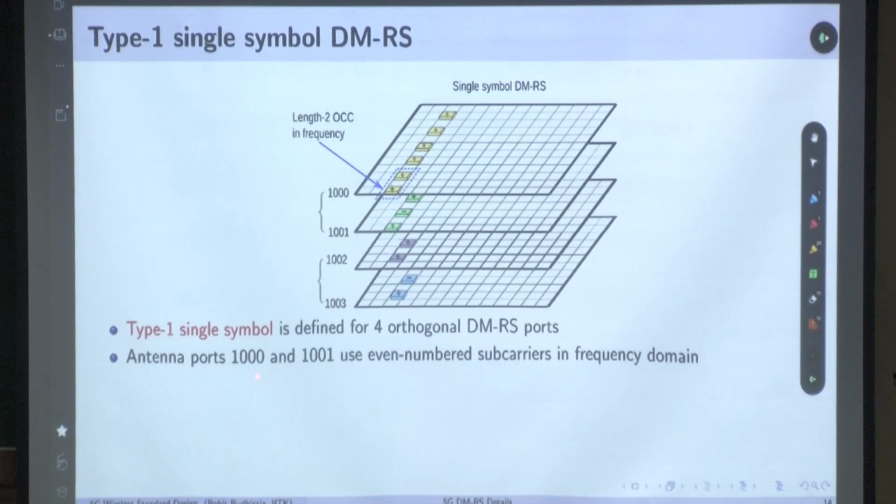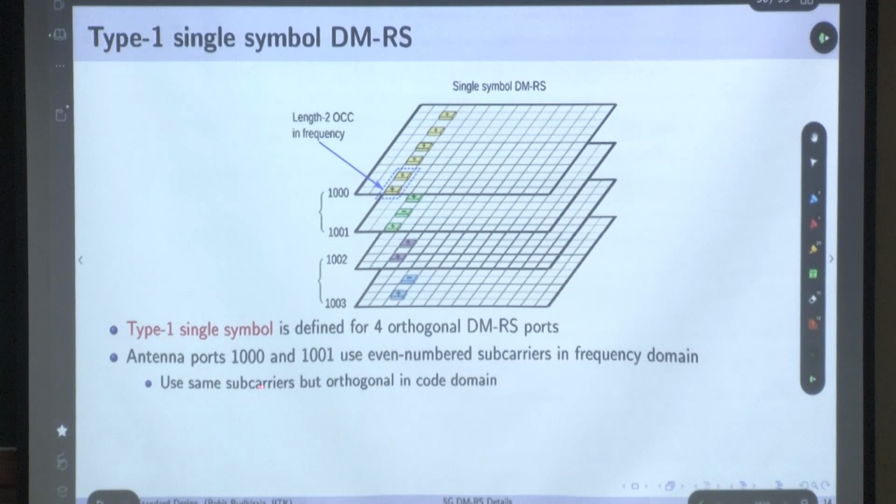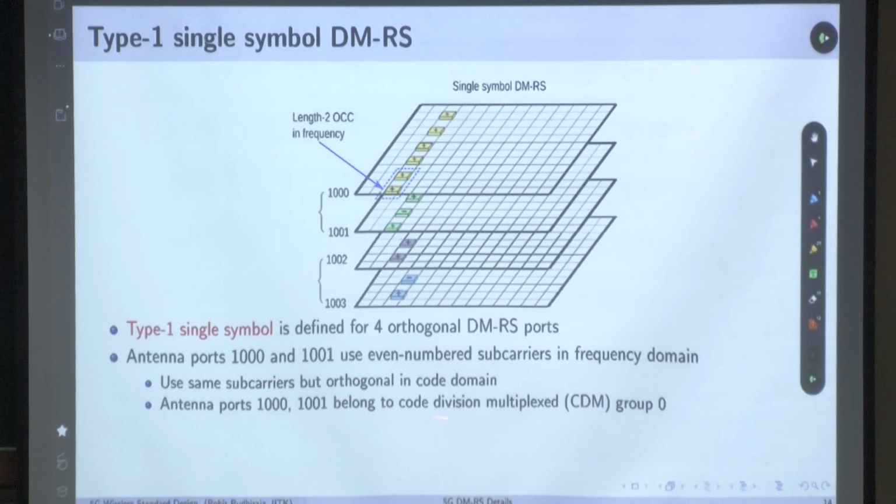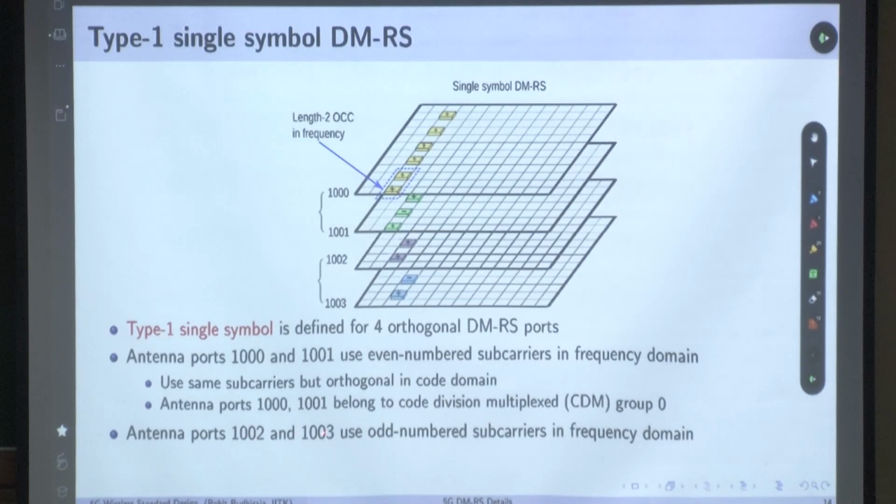This is what is written for the record. Antenna ports 1000 and 1001 use even number subcarriers in the frequency domain, and use the same subcarriers but are orthogonal in the code domain. That is what I just explained. And so, another technical term: antenna ports 1000 and 1001 belong to code division multiplex group 0. This is called CDM group 0, because this is the 0th group. And antenna ports 1002 and 1003 use odd number subcarriers in the frequency domain.